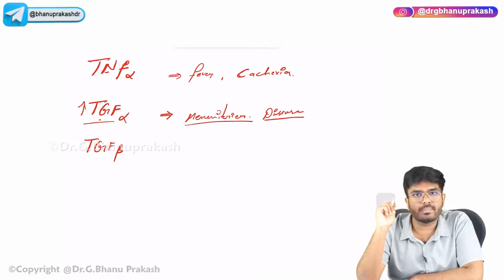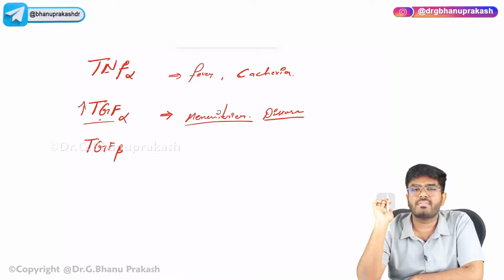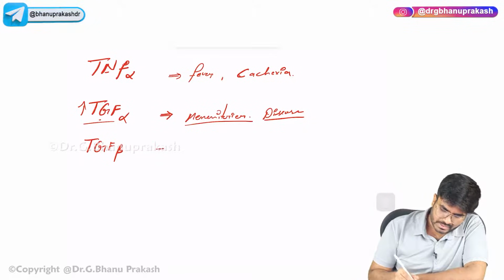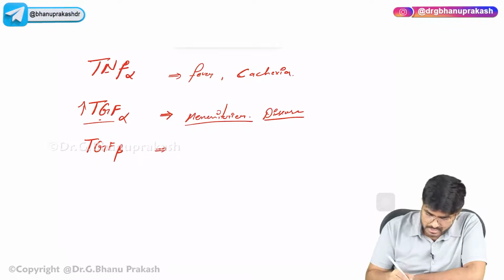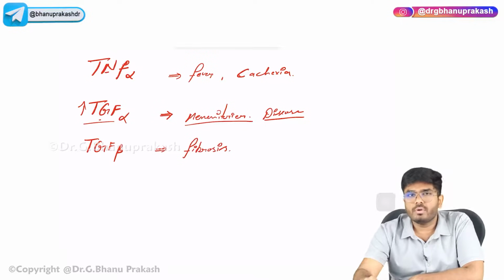Yes, we have discussed this in gastrointestinal pathology also. But the one point I want you to know is that TGF alpha levels are elevated in which gastric pathology? Menetrier's disease. Done. And TGF beta helps in fibrosis. It's going to cause fibrosis.